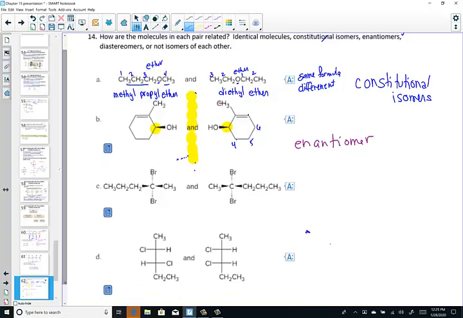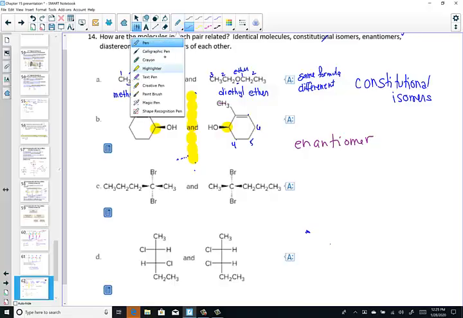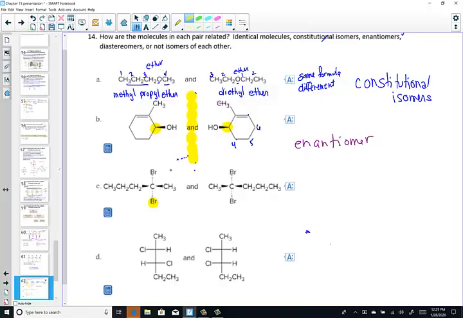Let's try the next one, letter C. Do you see a chiral carbon? Me either. Because do you notice that the carbon that they're trying to catch our eye with has 2 like attachments? That's not a chiral center. So therefore, since there's no chiral center, there's no such thing as enantiomers or diastereomers. So now we have to decide if it's the same compound, or are they not even isomers? That decision comes through naming it.